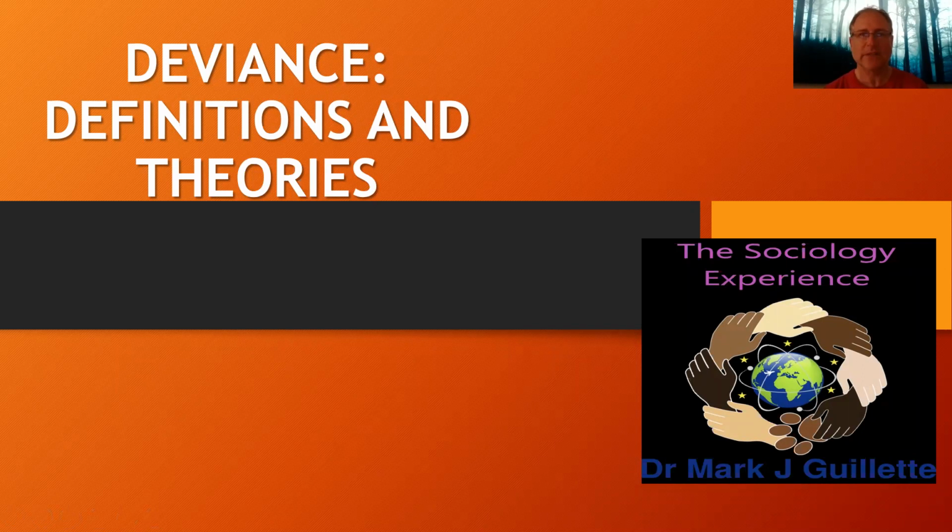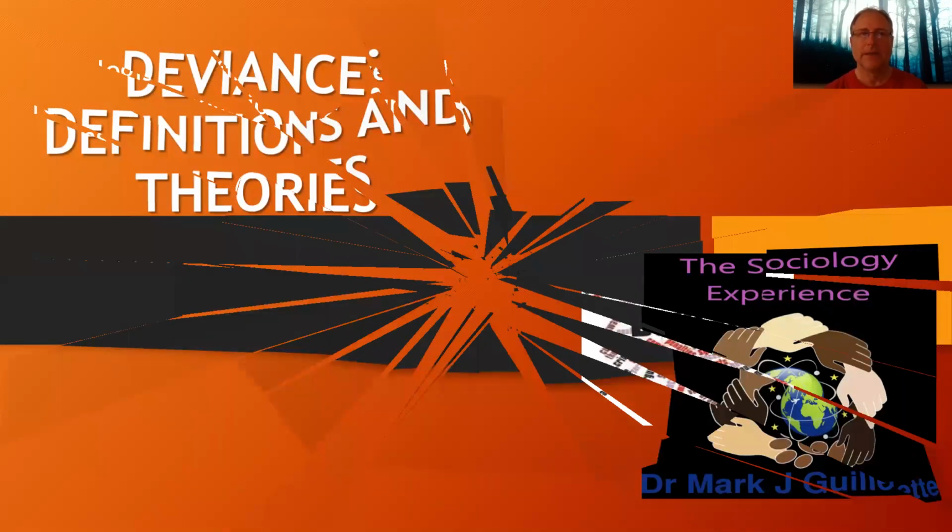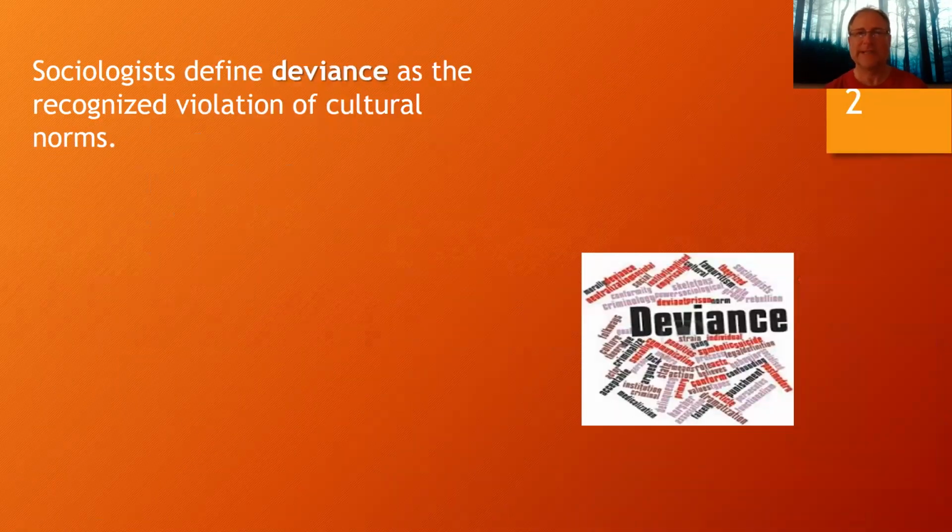And in this video, I want to talk about deviance, definitions and theories. Let's start with a definition of deviance. Sociologists define deviance as the recognized violation of cultural norms. And please keep in mind that norms are rules or expectations of behavior.